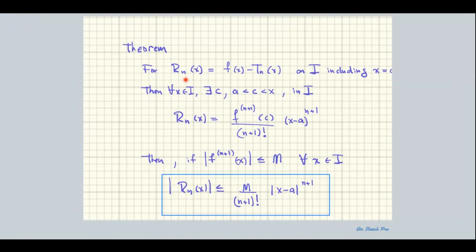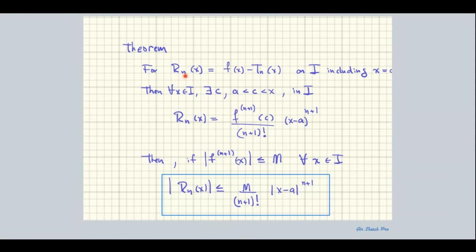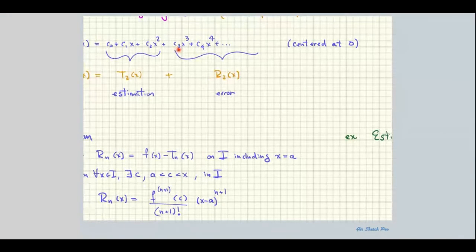The remainder, the nth remainder, is equal to the function minus the nth Taylor. The nth Taylor is the sum all the way up to the x minus a to the n power. The nth remainder starts where the nth Taylor partial series leaves off. So it starts at the n plus first derivative and keeps on going. In the example above, it would start off with the third derivative at a over 3 factorial.